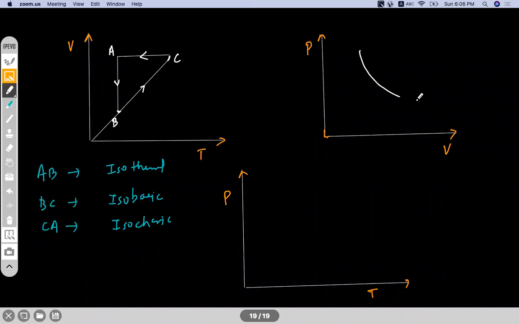Graph we have. So AB will go like this. Which one is A, which one is B, we'll see. AB will be like this. AB is this AC. CA is constant volume, right? So we'll have C over here. We'll go like this. C, A, B. Is this correct? CA will have constant volume. AB will have volume decreases. AB volume decreases, no?